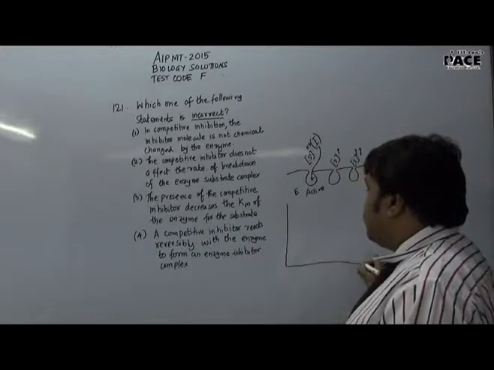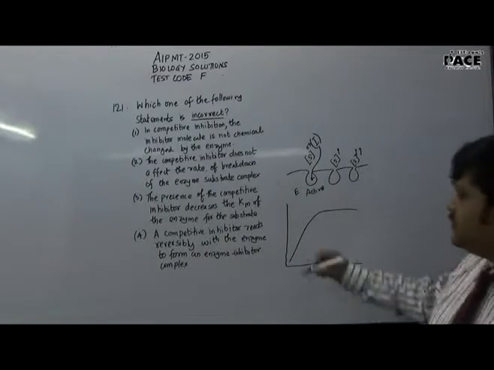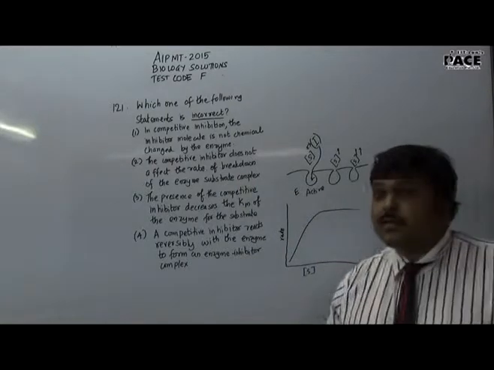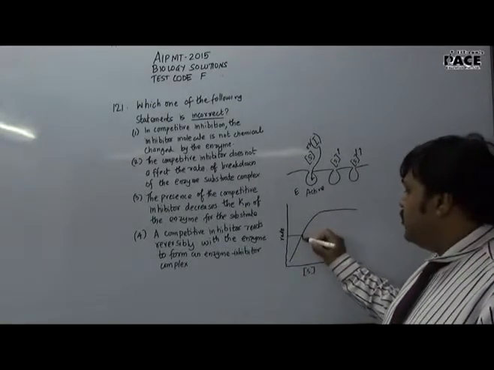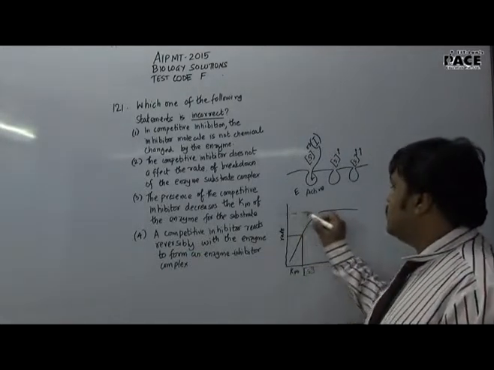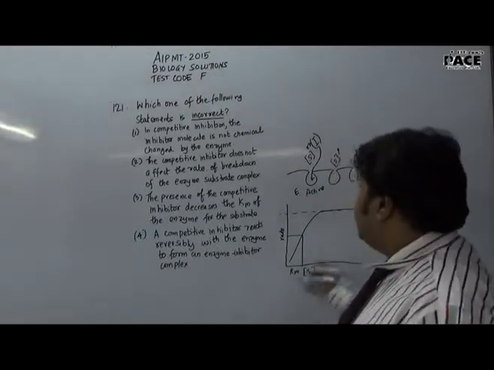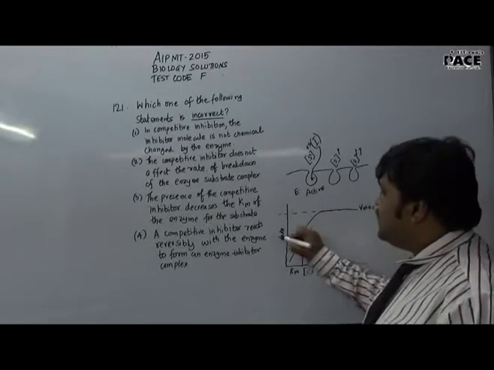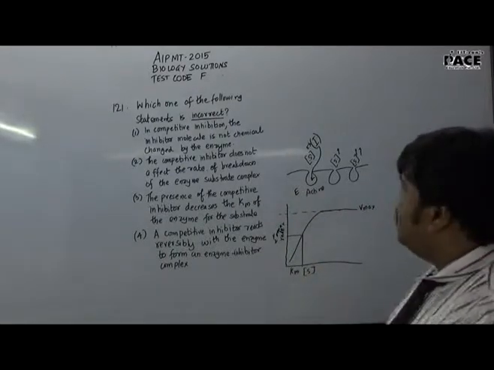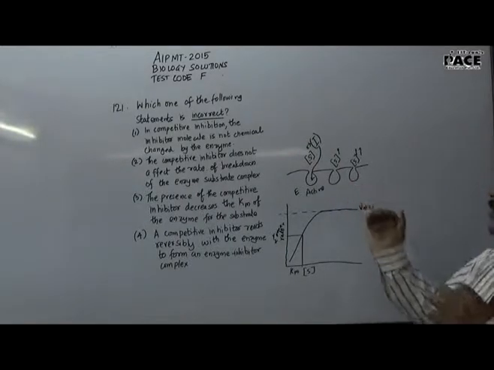If I actually draw a graph, this is my enzyme substrate combination reaction. This is the rate of reaction and this is the substrate concentration. Now, the half value is called the Km value. The concentration of the substrate at which the rate of reaction is halved is called the Km value.